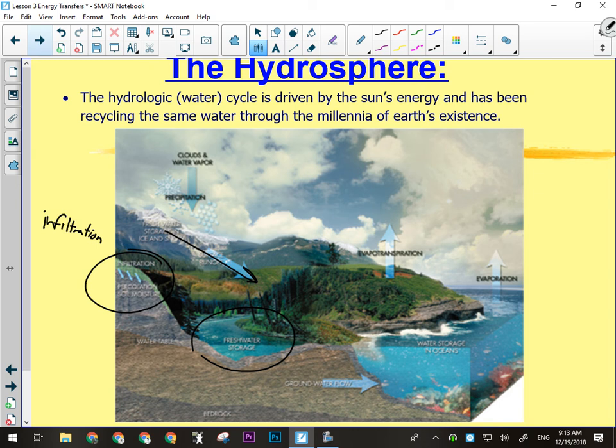Everybody good with that? Make sure you know the water cycle. I always put a diagram of the water cycle on the unit exam. So know evaporation, transpiration, infiltration, precipitation, and runoff. Make sure you know those five.